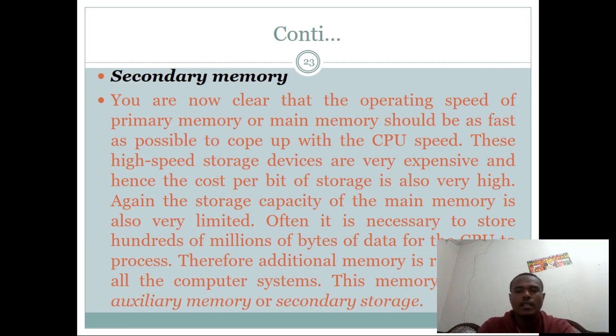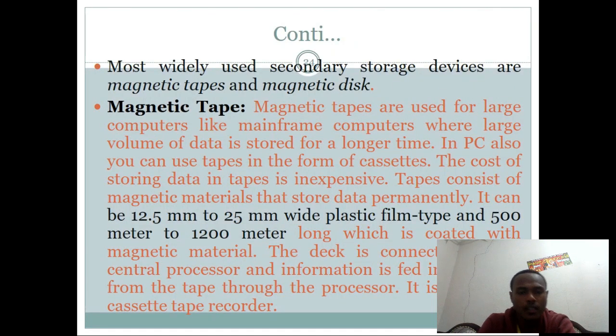Secondary memory is, in general, a type of memory outside of the computer system. It is also known as auxiliary memory. It is not as expensive when we compare it with primary memory. The most widely used secondary storage devices are magnetic tapes and magnetic disks.